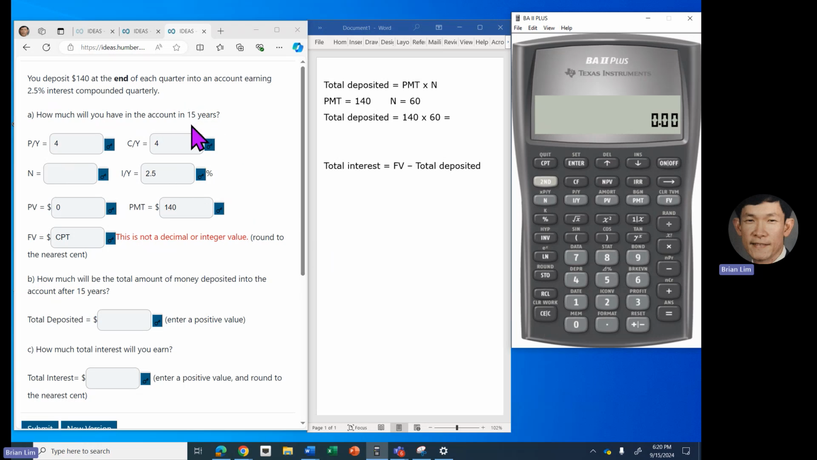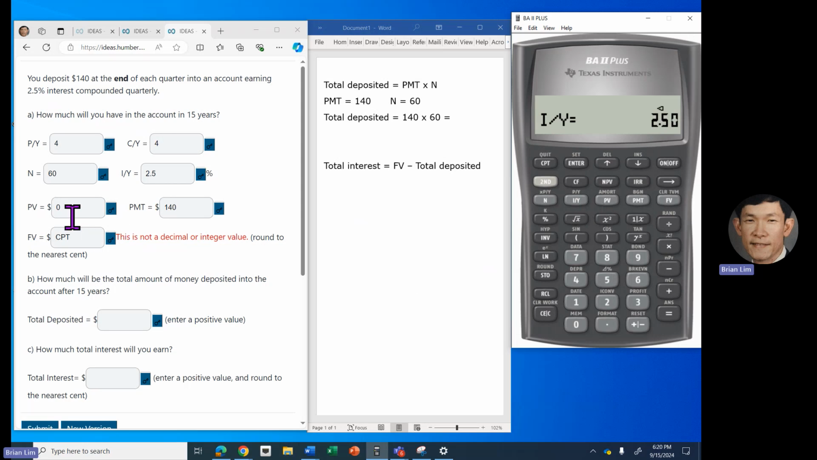And now we're looking at 15 years. So 15 second N, it multiplies by this 4 here. And so we get 60, and then we click on N once more to enter the value. So now N is equal to 60. So let's enter the number 60 in the box. The interest rate is 2.5. So we go 2.5 and we enter it.